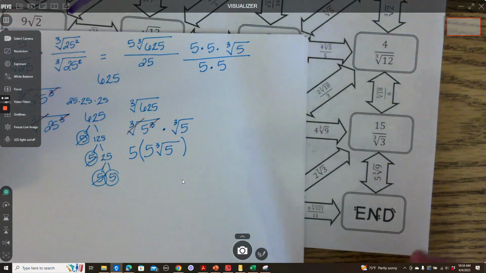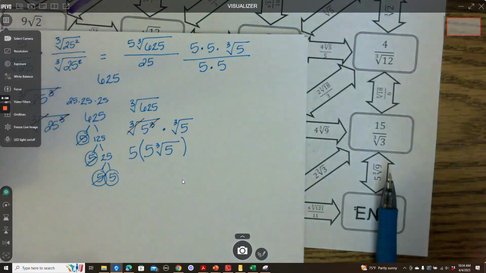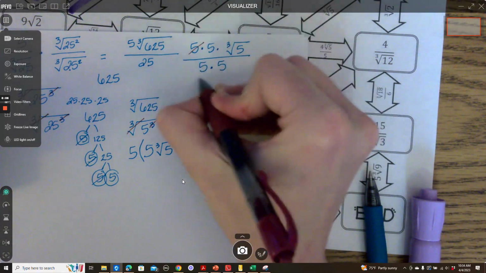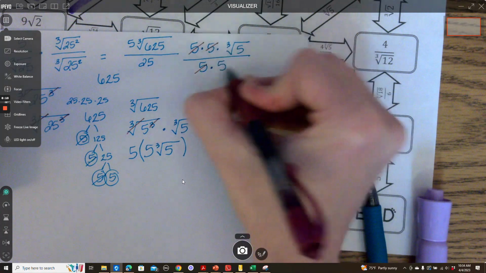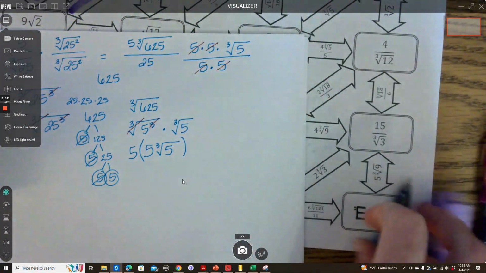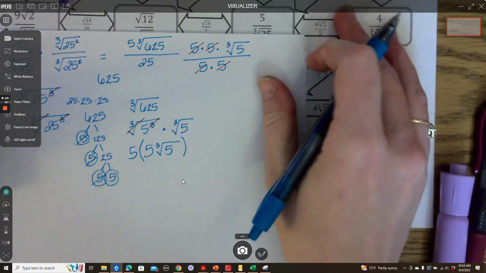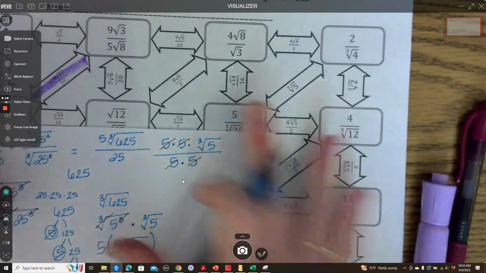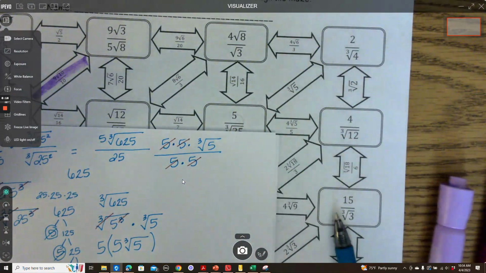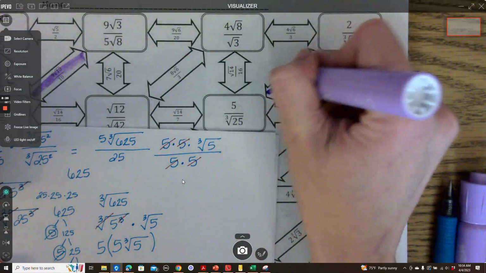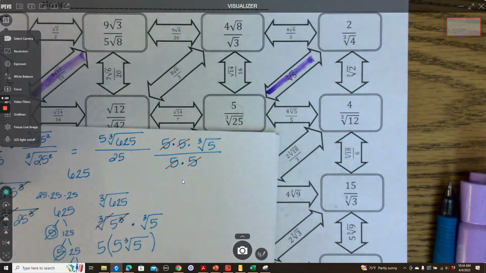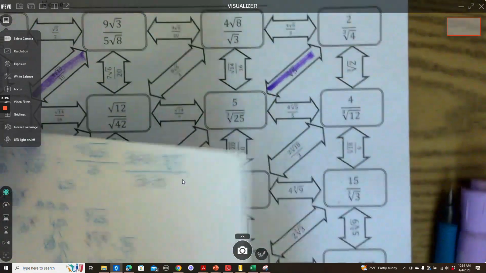I'm off somewhere on that one. No, I'm not. Can we take those 2 5s out? This 5 cancels this 5. This 5 cancels this 5. It's just the cube root of 5. That's all that's left. That's a lot of work. But again, it's something you've got to do to be able to find inverses. So that's why we're practicing it.